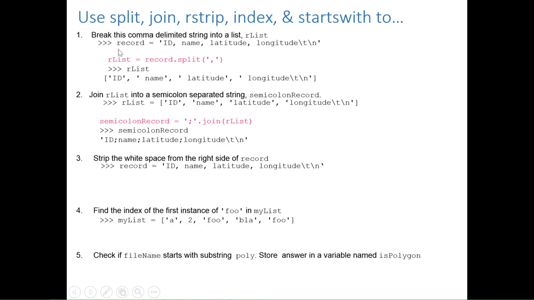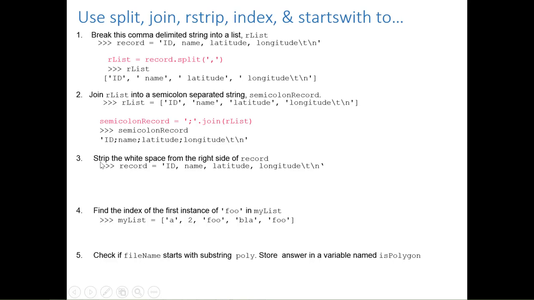So split takes a string as it is, and you specify how you want to split it up. And join takes a list, and you specify how you want to join it together. So they're kind of opposite methods.